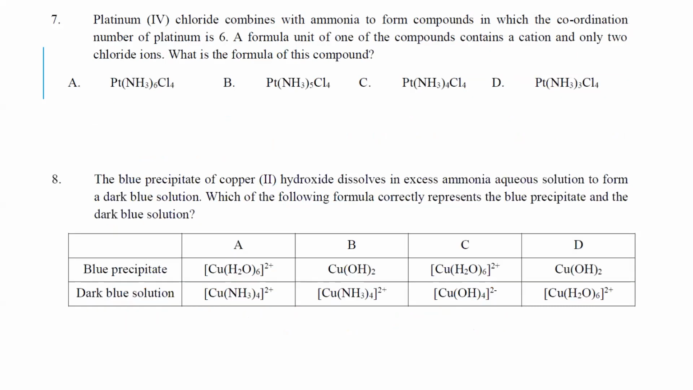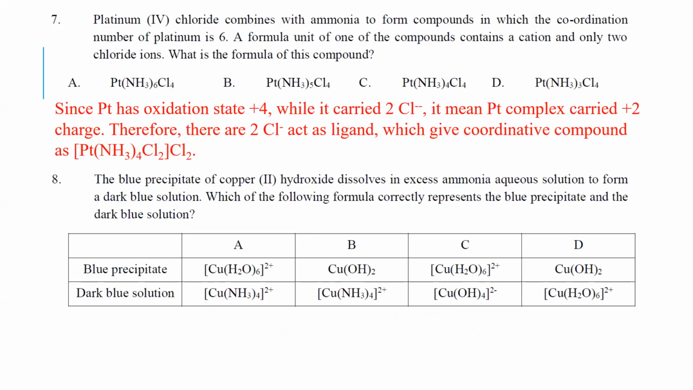Okay, then number 7. Platinum 4 chloride combined with ammonia to form a compound in which the coordination number of the platinum is 6. A formula unit of the compound contains a cation and 2 chloride ions. What is the formula of this compound? The question already stated clearly that platinum has an oxidation state of +4, while it carries 2 Cl minus. So it means that this complex contains a +2 charge. Therefore, there are 2 Cl minus that act as ligands, which gives the coordination compound to be [PtCl2(...)]Cl2, with 2 Cl as ligands and 2 chloride as free moving ions. So this is how the question describes the whole thing.